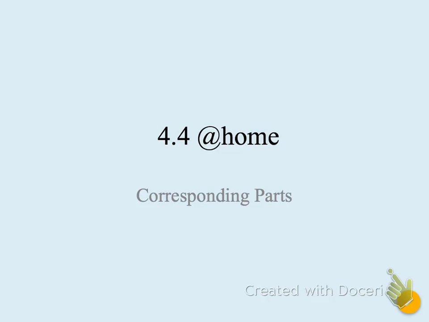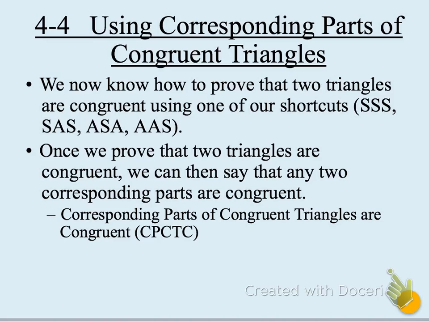So in this lesson, we're going to be talking about corresponding parts. So using corresponding parts of congruent triangles. We already learned how to prove triangles congruent by our shortcuts: side, side, side; side, angle, side; angle, side, angle; and angle, angle, side. So once we prove that the two triangles are congruent, we can then say that any two corresponding parts, so either two angles or two sides or whatever, are also congruent by the corresponding parts of congruent triangles are congruent. Congruent triangles are congruent.